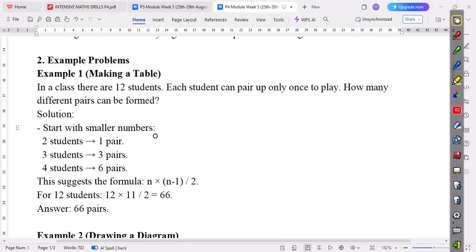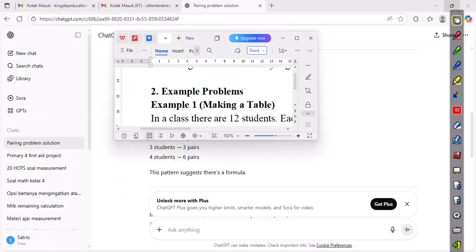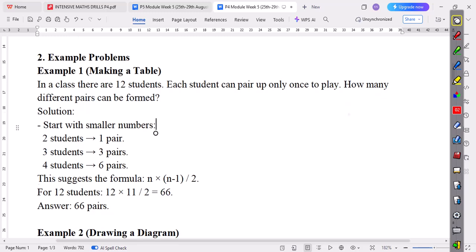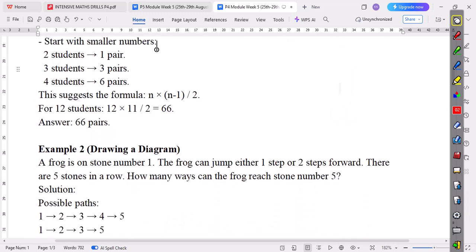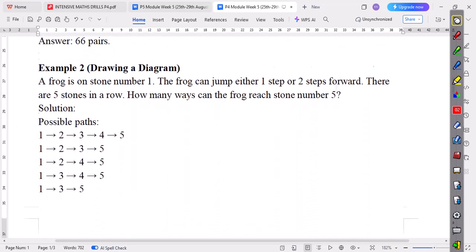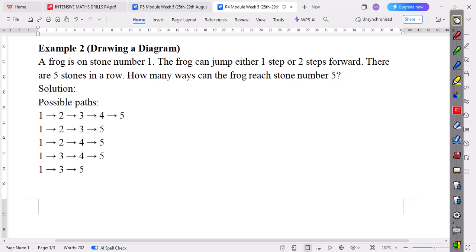Now let's move to another question. Here, drawing a diagram. Actually, we can draw a diagram here, but sometimes, because the point of this question is to find the answer, you can change the diagram. It can be modified later.